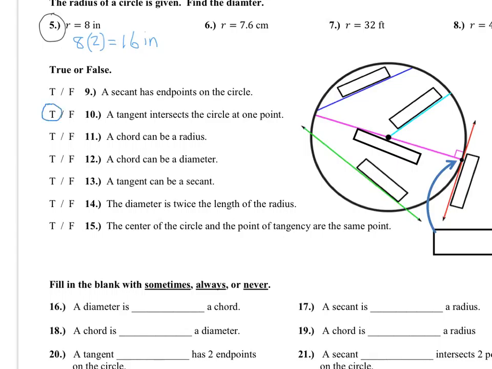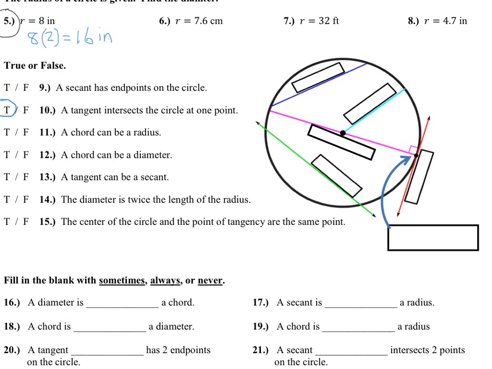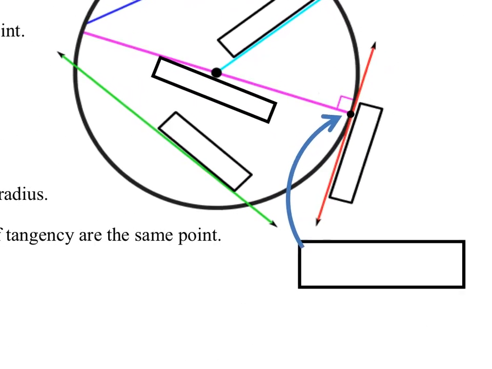A tangent is a line. It's on the outside of the circle, and it touches the circle at exactly one point. If you look at this diagram to the right, the tangent is this red line here. So we can label this as a tangent.